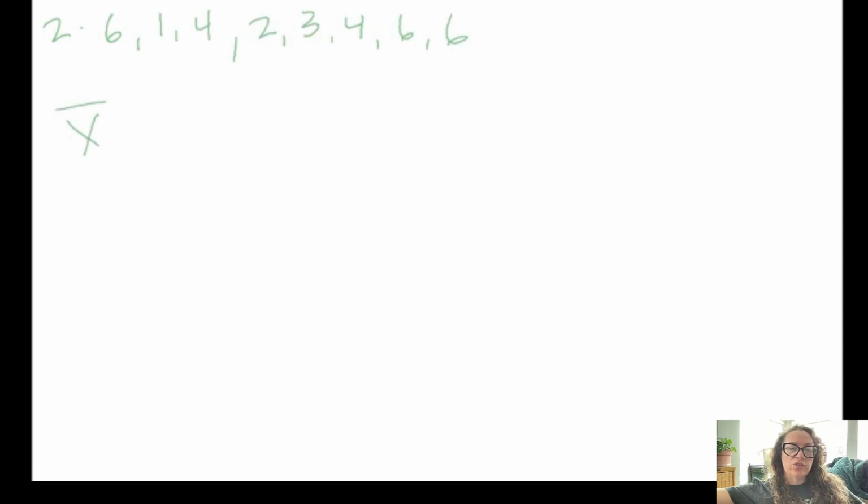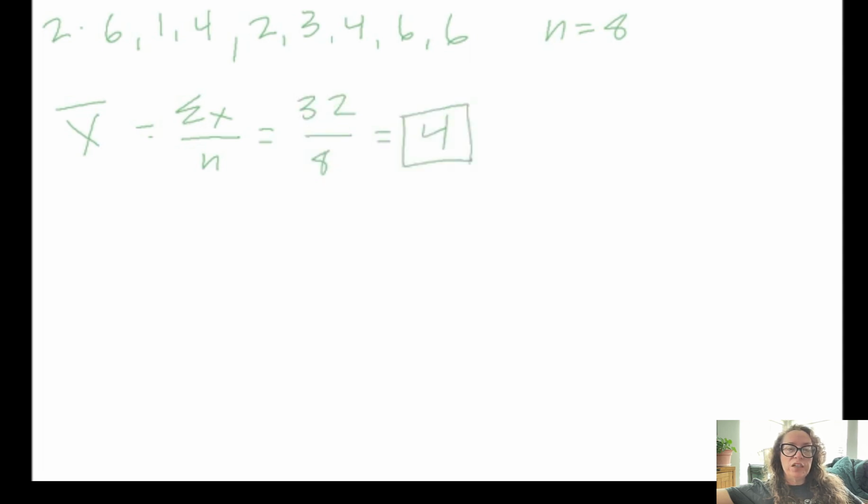All right, if we start with the mean, x bar, n in this case is equal to 8. So x bar is going to be the sum of all of these values divided by the total number of values, which is n. We add all these values up and get 32 divided by 8, for a mean of 4.